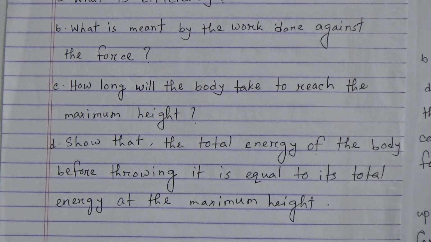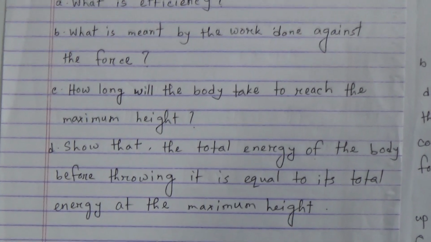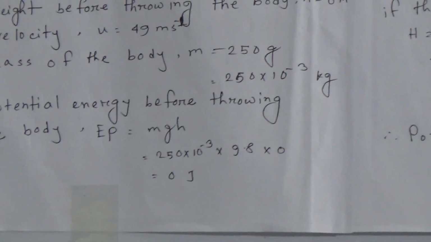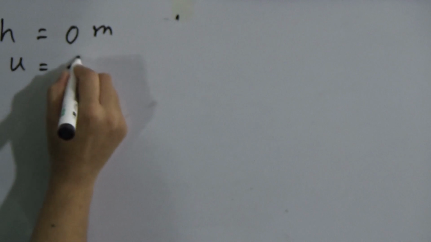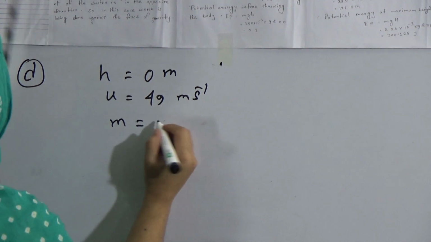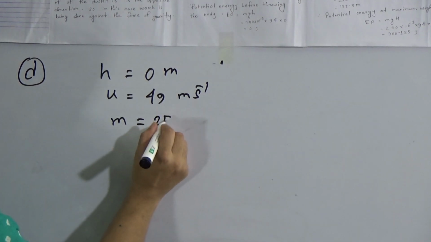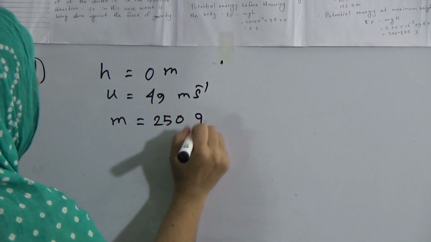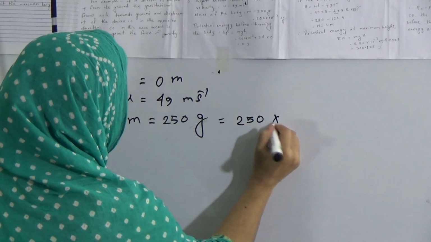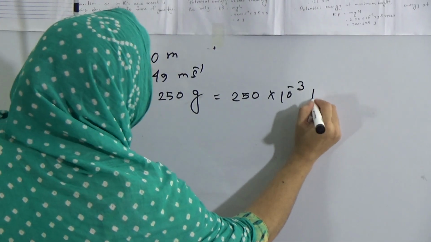So now we write number D. Height before throwing the body, h equals 0 meter, and the velocity is 49. That means the initial velocity u is 49 meter per second, and the mass of the body m, according to the stem, is 250 gram. That means we will convert this gram into kg. That means 250 into 1000, that means 10 to the power minus 3 kg.